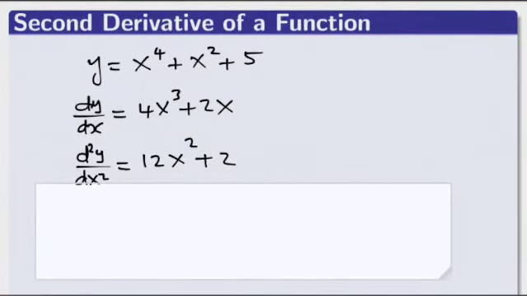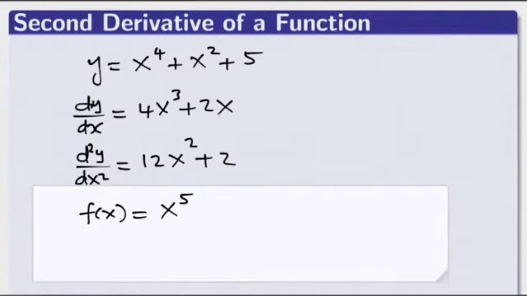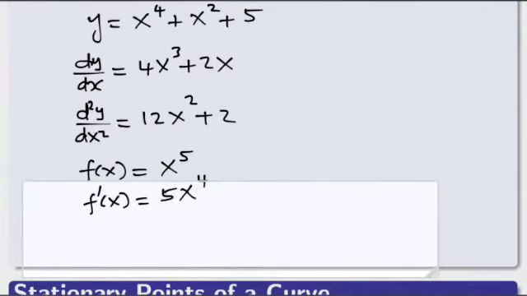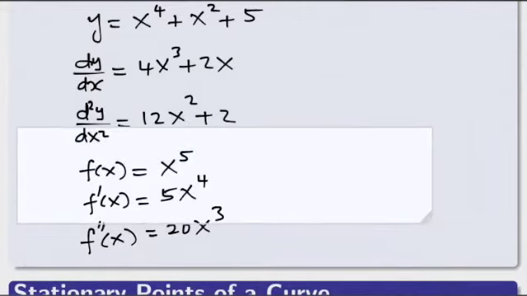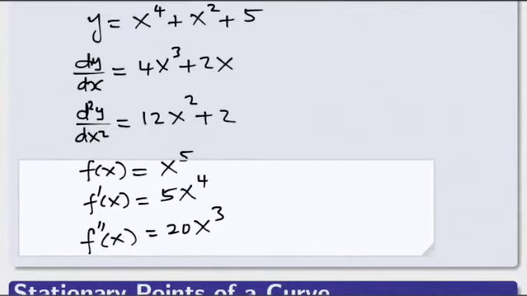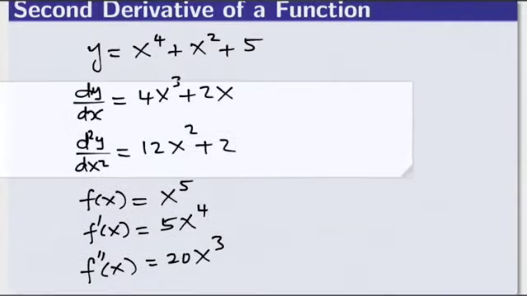So let's consider another example. So if f(x) is x raised to the power 5, for instance, by differentiating the function once, we'll obtain f dash x, which is 5x raised to the power 4. And if we differentiate the function once more, if we differentiate f dash x once more, we'd obtain 20x cubed. So by differentiating the function twice, we obtain the second derivative of that function.